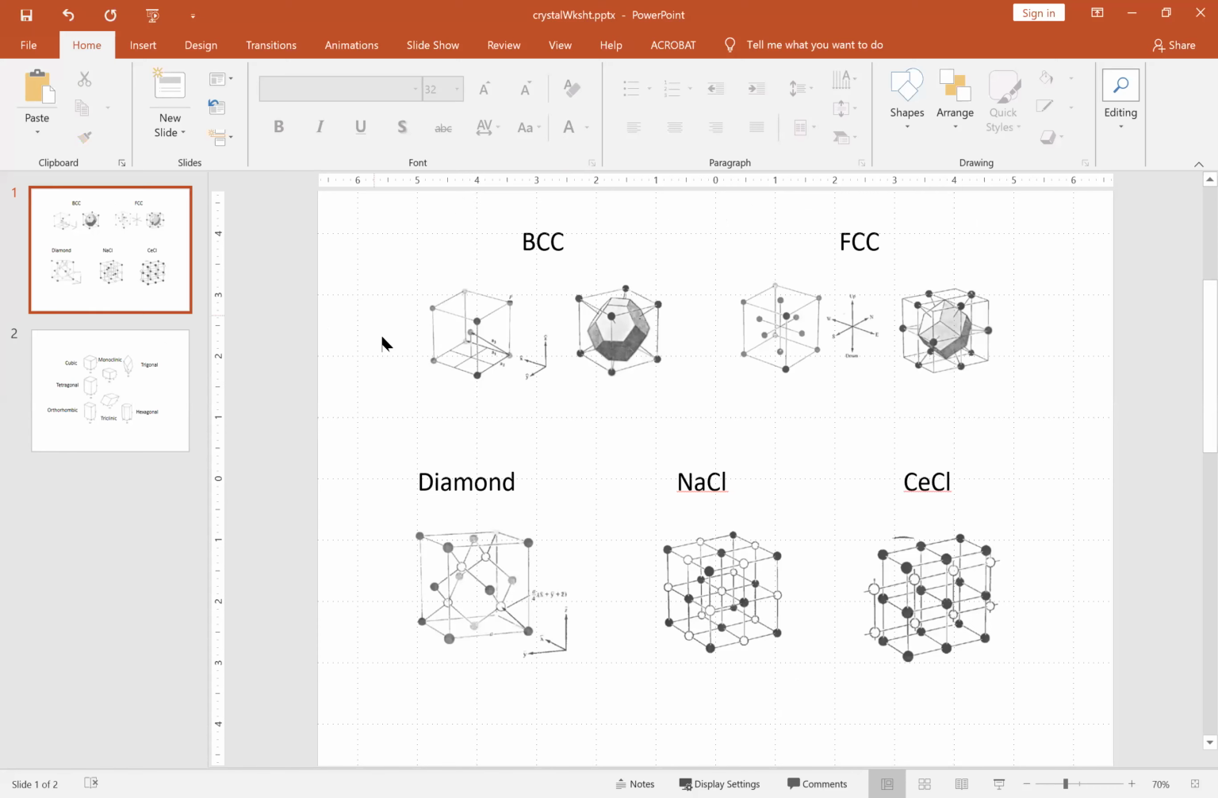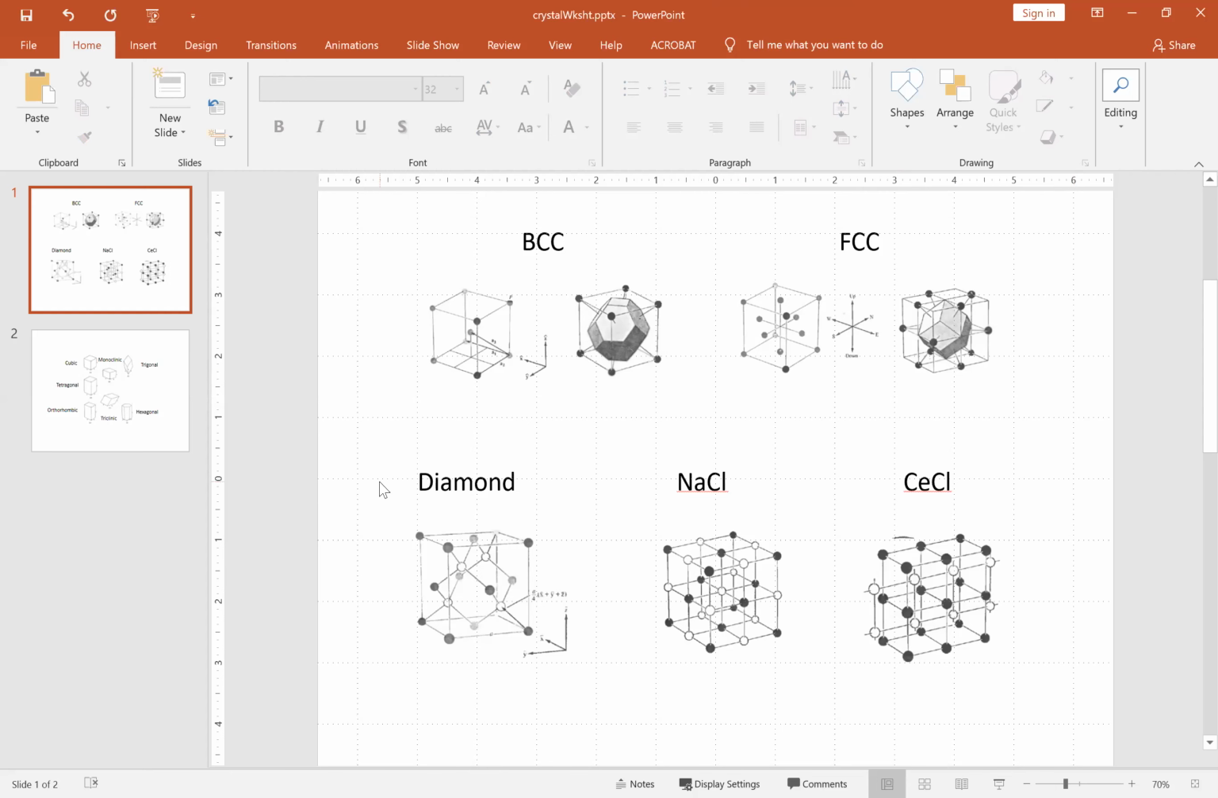Here is the BCC lattice. Again, you see it's a simple cubic lattice with a single point in the middle. Here's the lattice itself with the Wigner-Seitz primitive cell. Here's the FCC lattice. You see that it's a simple cubic structure, but with 1 extra lattice point on the faces of the cube. Here is the FCC lattice, the unit cell with the Wigner-Seitz primitive cell in it.